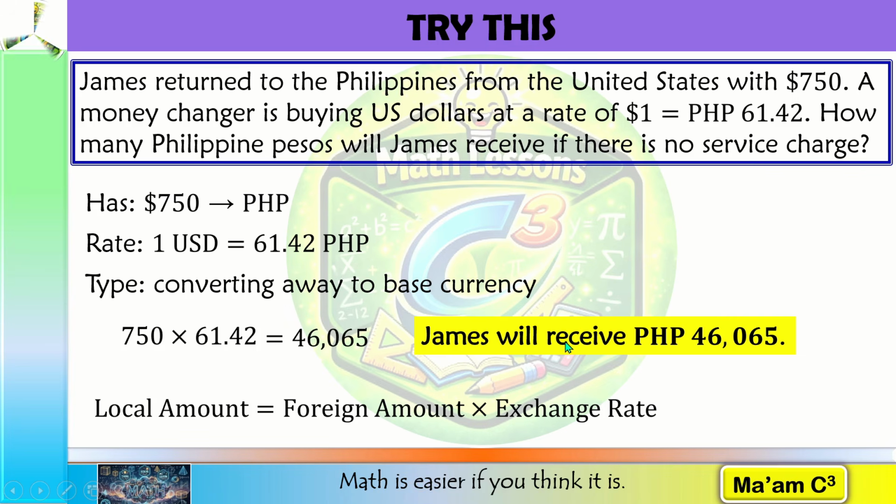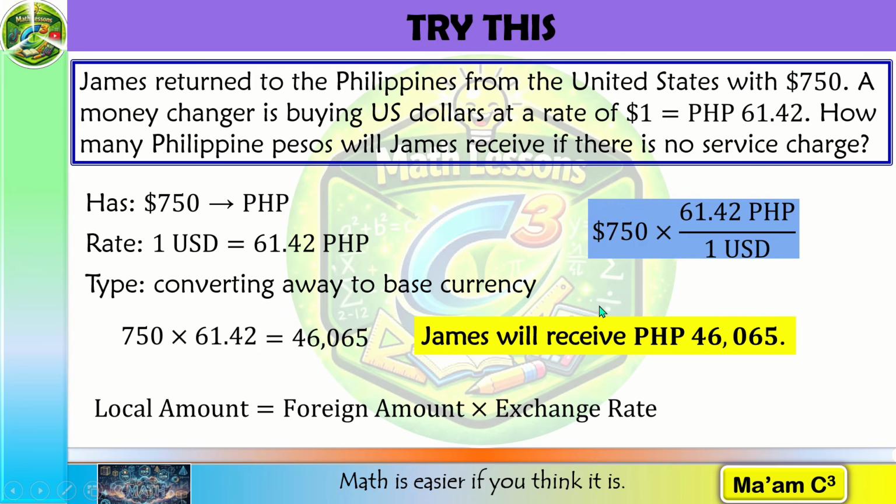Or if you want, you can use the unit cancellation technique. The USD should be in the denominator so we can cancel them. So we have 750 times 61.42. Again, you may choose one of the three techniques I taught you. The terms buying rate and selling rate are from the money changer's point of view. Here, the money changer buys James's dollars and gives him pesos.